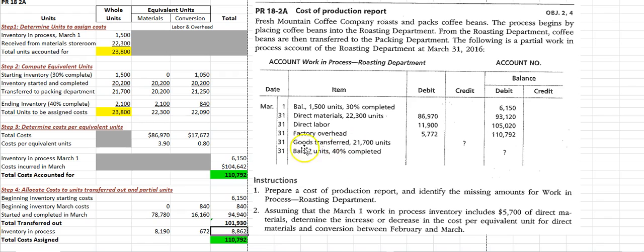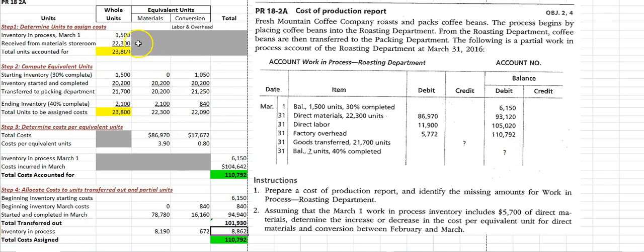So how much goods transferred? 21,700. What's the total credit here? Well, it's going to be 101,930, right? Because we transferred all this here. So the credit here is 101,930 because this is going to be transferred out and it's going to go to finished goods. How much is going to stay in the ending balance of work in process? 8,862. And that's going to be your balance down here.